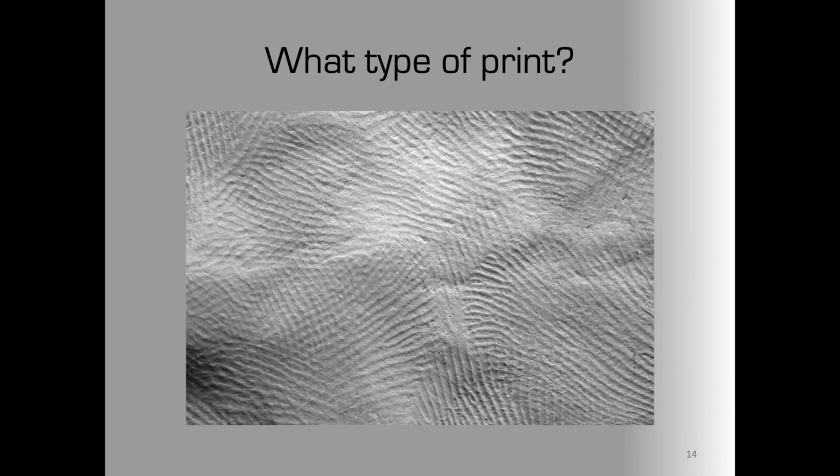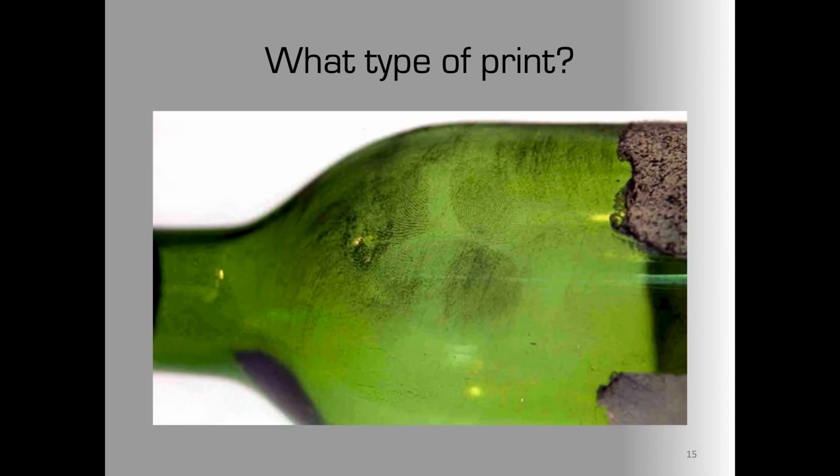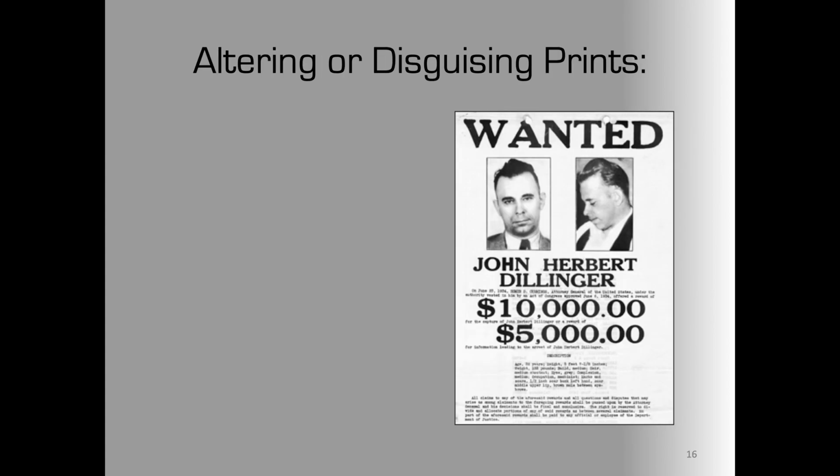Impressions left behind, plastic. Here we see dusted prints on a wine bottle. So if they were dusted, that means they had to be revealed. They weren't obvious, so these would be a latent print. So if nothing else, looking back on those three print types: the plastic, the patent, and the latent.